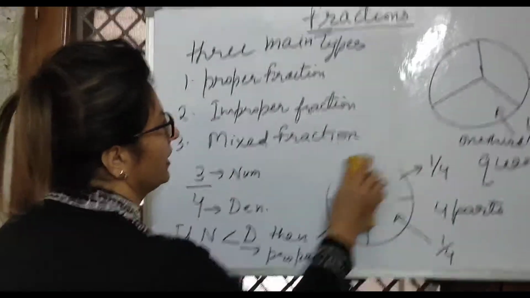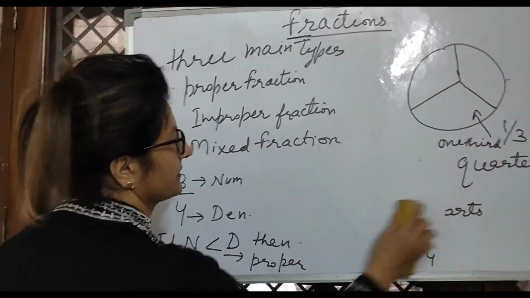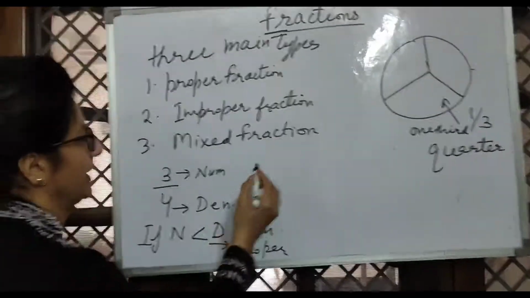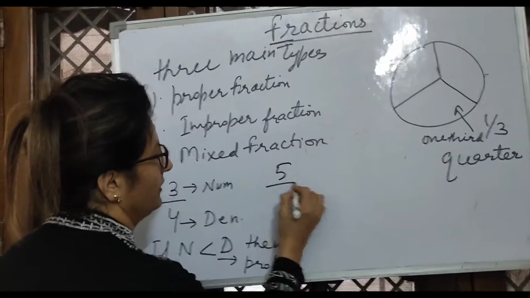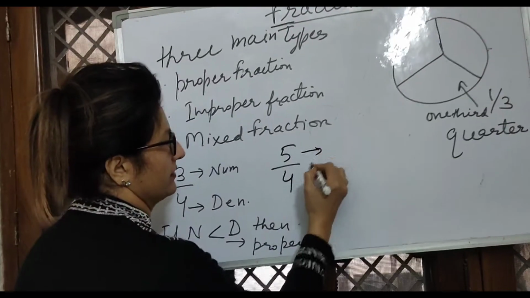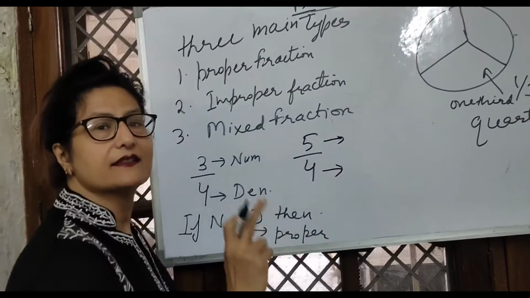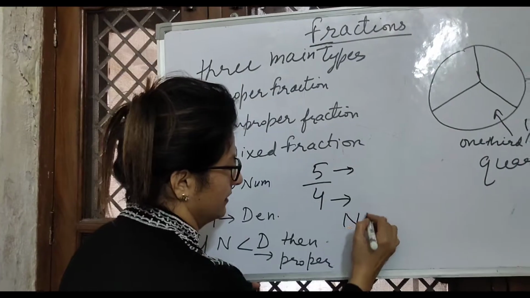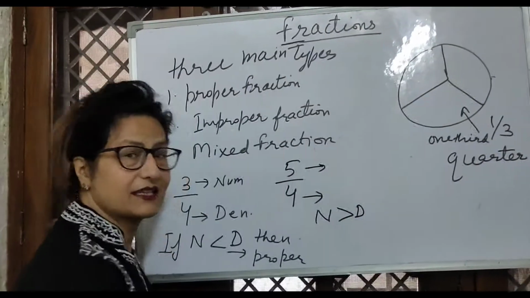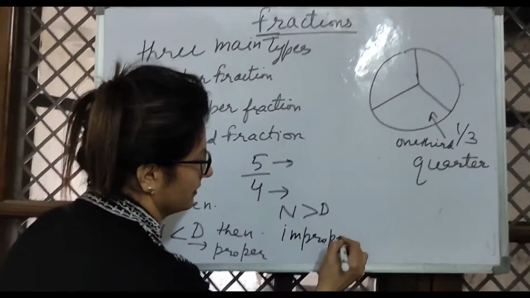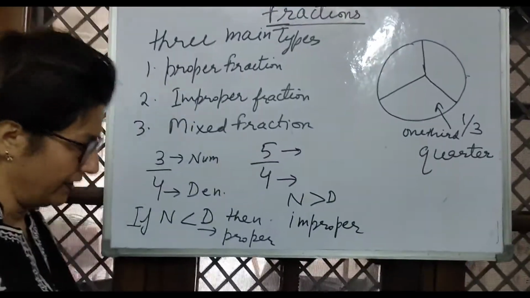And if the numerator is greater than denominator, like 5/4, in this case the numerator is greater than denominator. In this case, it is an improper fraction. Okay, this is improper fraction.